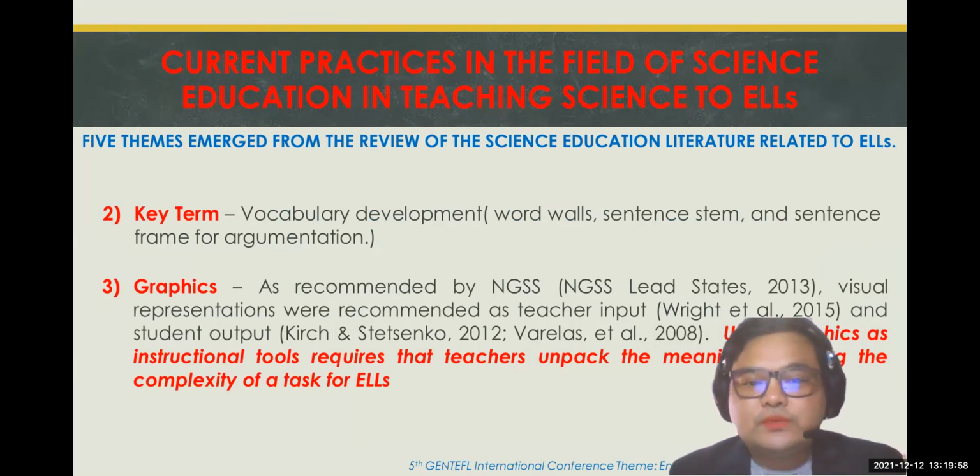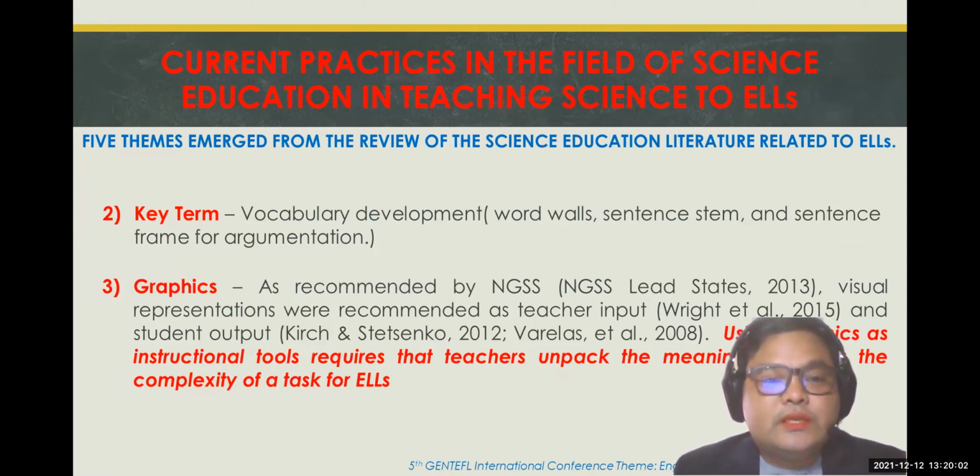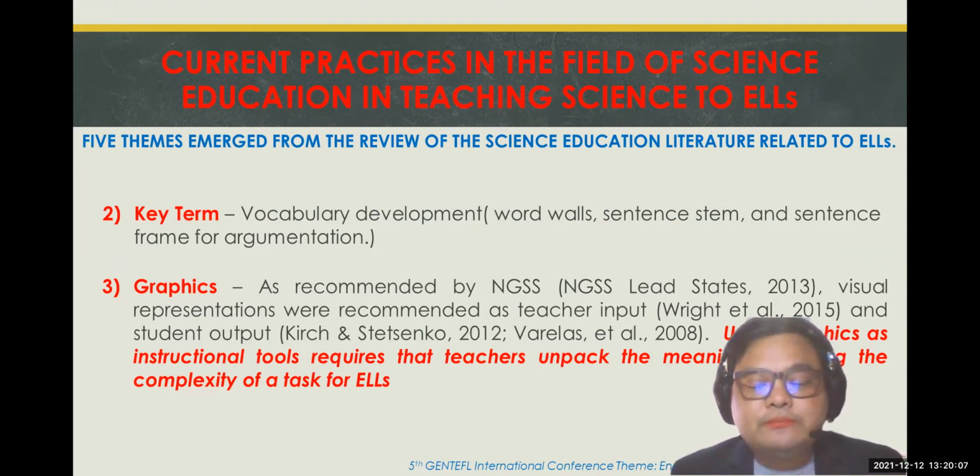And then the second one is the key term. So this one is talking about the development of the vocabulary. There are some strategies that we can use, for example, word walls, sentence stems, and sentence frames for argumentation. And then the third one is the graphics, as recommended by the NGSS.